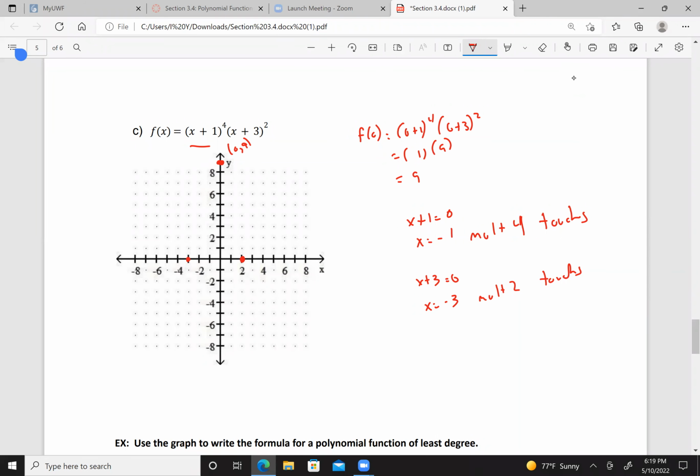So let's see. I'm looking at my leading term. It's going to be x to the 4th times x squared, x to the 6th, 1. So I'm looking at this. So it touches and goes up forever, comes up here, comes back down, touches and goes up forever. Kind of like a W.